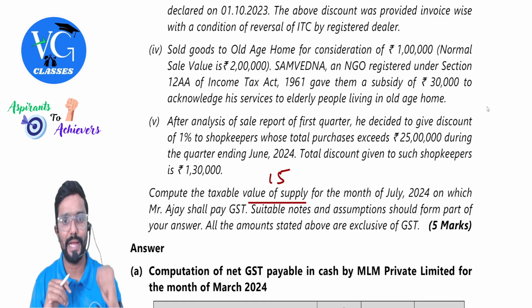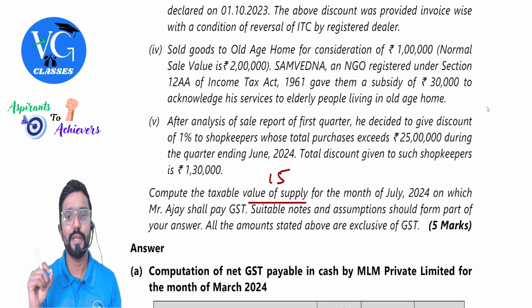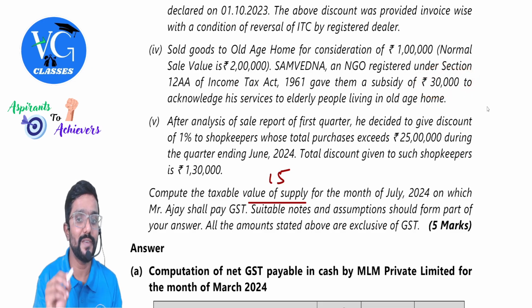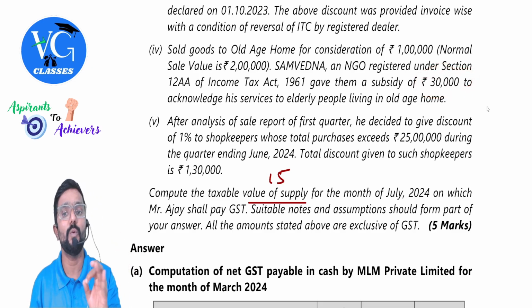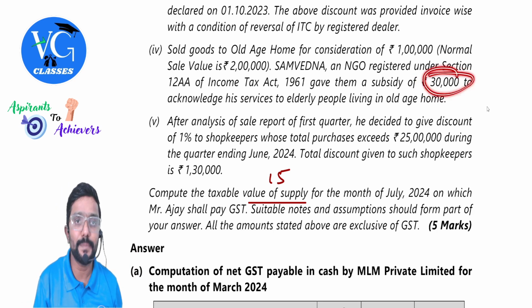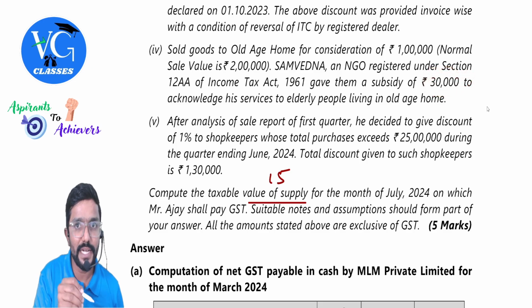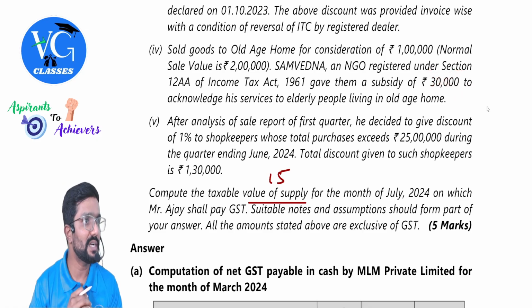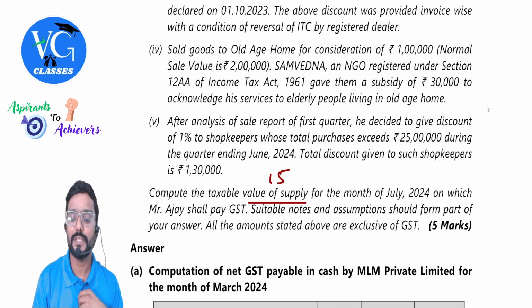Clear? Yes. Sold goods to old age home for consideration of 1 lakh rupees. Normal sale value is 2 lakh. Samvedna, an NGO registered under section 12AA of Income Tax Act 1961, gave them a subsidy of how much? 30,000 to acknowledge its services to elderly people living in old age home. Guys, is this subsidy linked to the price? No. Are they giving it because you are selling it at a lower price? No. They are just giving it as an appreciation of your service. So this is not linked to the price. So what is the value of supply, sir?